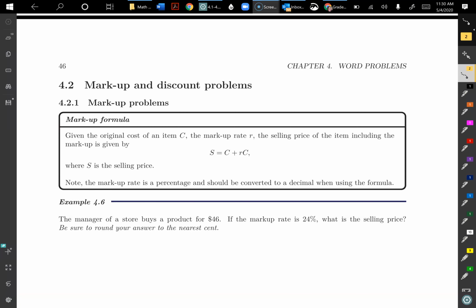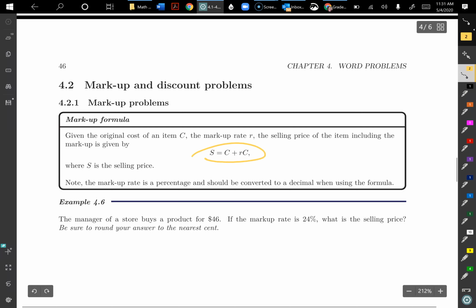Okay, now we're on page 46 of our workbook, and we're looking at markup and discount problems. These are really helpful just to have laid out as a formula, but you've probably done these in your head. You can just go to the store, and if you have to pay like 10% more, you can kind of judge what that is. So you're hopefully a little familiar with how this works. We're just putting it in a systematic formula.